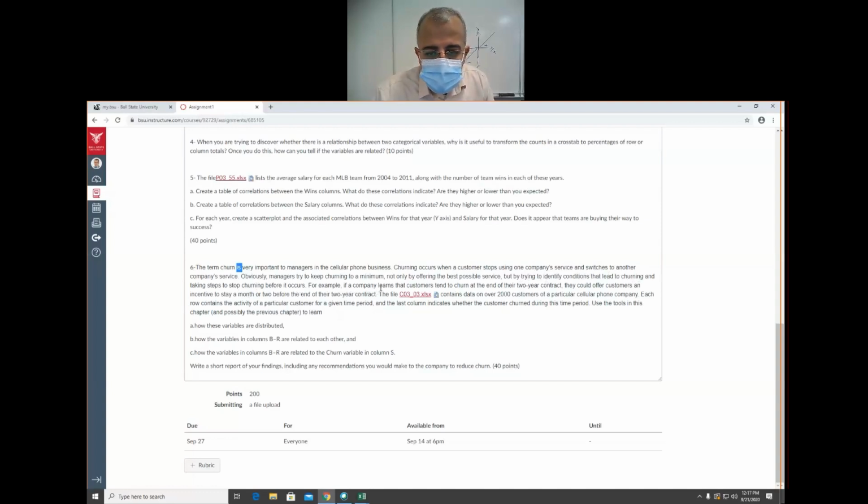For example, if a company learns that customers tend to churn at the end of their 2-year contract, they could offer customers an incentive to stay a month or two before the end of the contract. The file contains data on over 2,000 customers of a particular cell phone company. Each row contains the activity of a particular customer for a given time period. Use the tools in this chapter to learn how these variables are distributed.